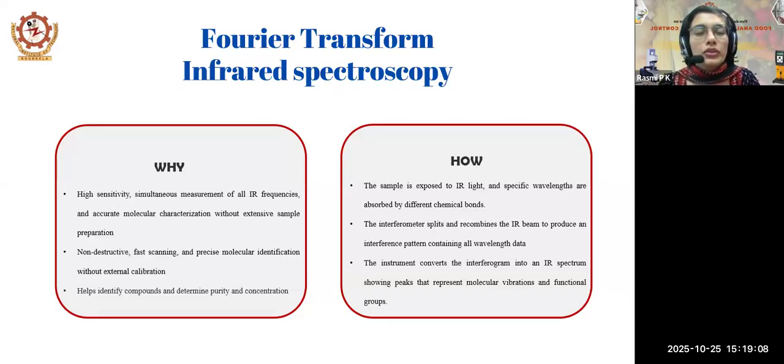Now, we can discuss how to use the FTIR. First we have to expose the sample to the infrared light, and at specific wavelengths it will be absorbed by the different chemical bonds. And there will be an interferometer. It will split and recombine the infrared beam to produce an interference pattern containing all wavelength data, and the instrument converts the interferogram obtained from the FTIR into an IR spectrum, showing peaks that represent the molecular vibrations and functional groups.